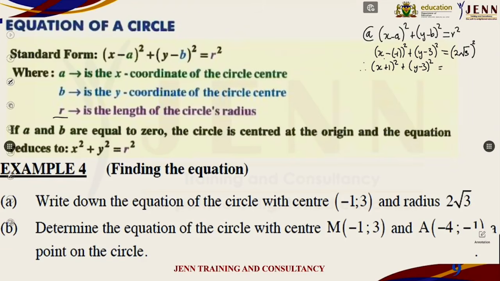Then when you simplify (2√3)², our answer is going to be 12, because 2 squared is 4, then the square root squared cancels, and is 3. 3 multiplied by 4 gives us 12. Therefore, this will be the equation of a circle. That's what we need to know. Okay, thank you.